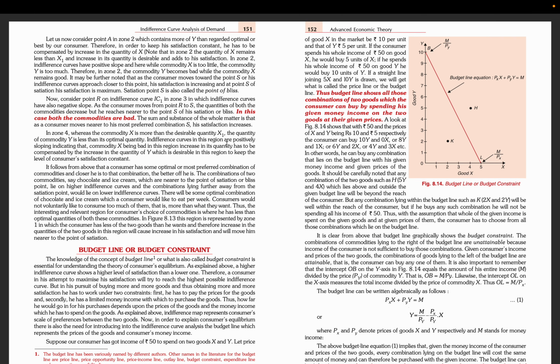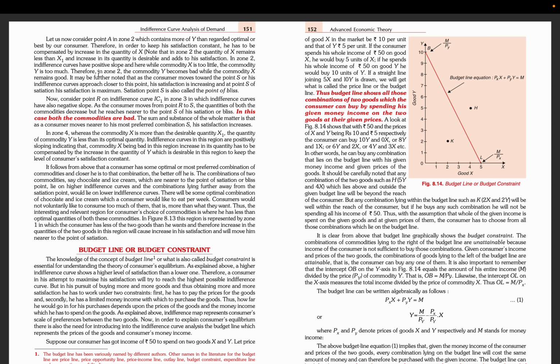Let us now consider point A in zone 2, which contains more of y than regarded optimal or best by our consumer. Therefore, in order to keep this satisfaction constant, he has to be compensated by an increase in x, because there is more of y. So you need to compensate that by giving more of x. Note that in zone 2 the quantity of x remains less than x1. An increase in quantity is desirable and adds to the satisfaction.